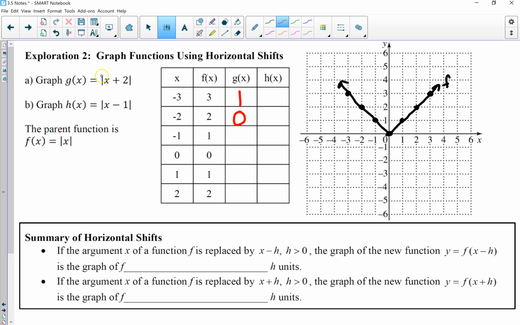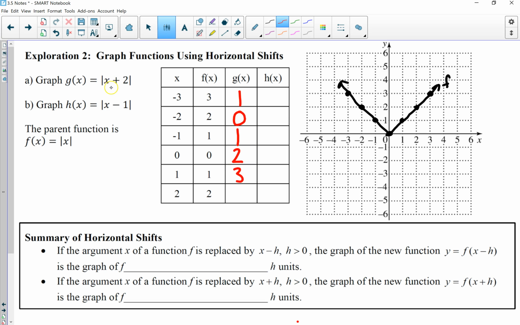For -1, we would replace x with -1. When you add it with 2, you get a positive 1. And the absolute value of that positive 1 is a positive 1 again. For 0, if we replace 0 for x, added with 2 gets me 2. Take the absolute value of 2, and you get 2 again. Replacing x with 1, added with 2 gets me 3. Absolute value of 3 is 3.